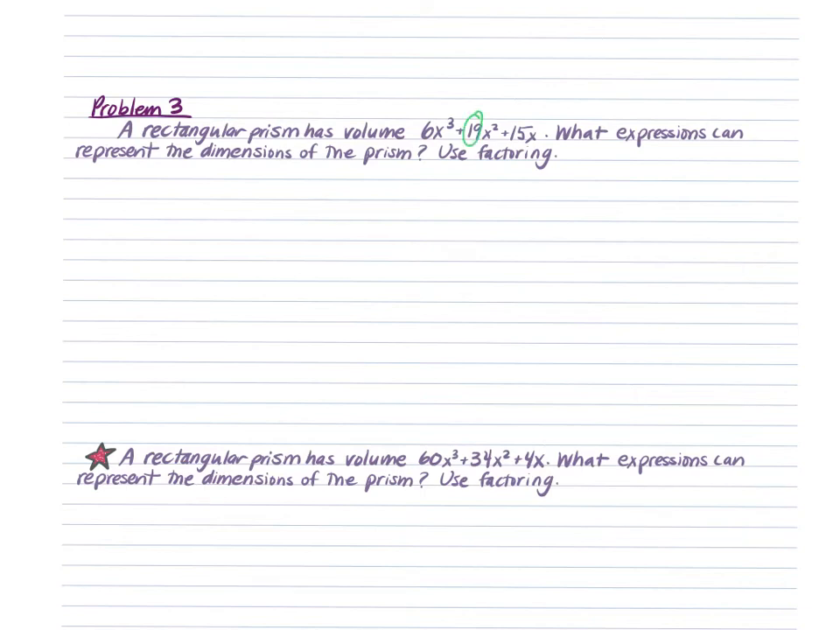This is prime, so there's no GCF. Oh, that's a number, but look, this each has an x. So there's a GCF of x here. So let's pull that out first. And we're left with 6x squared plus 19x plus 15. And then we can see this is squared, so there's not 4 terms.